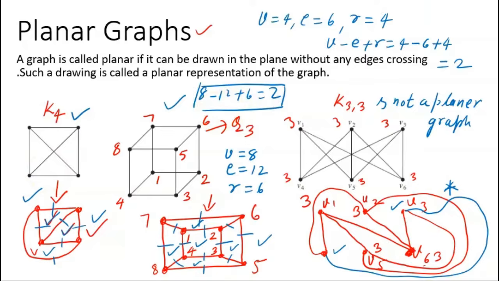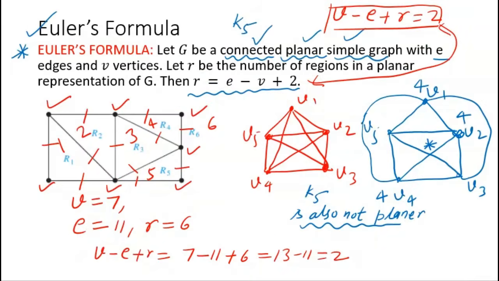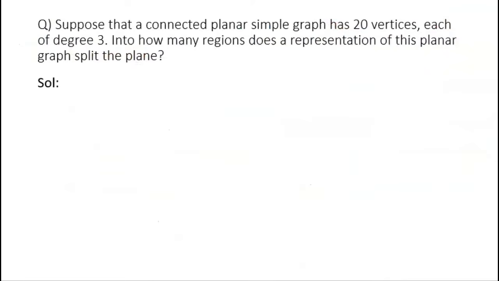Okay. I hope the presentation is not looking very clumsy, but to explain the things, I think I need to do it. So ladies and gentlemen, let us quickly solve this problem. Suppose that a connected planar simple graph, so connected planar simple means we can apply Euler's formula, has 20 vertices. So the number of vertices is equal to 20. Each vertex is of degree 3. So how many regions does a representation of this planar graph split the plane into?